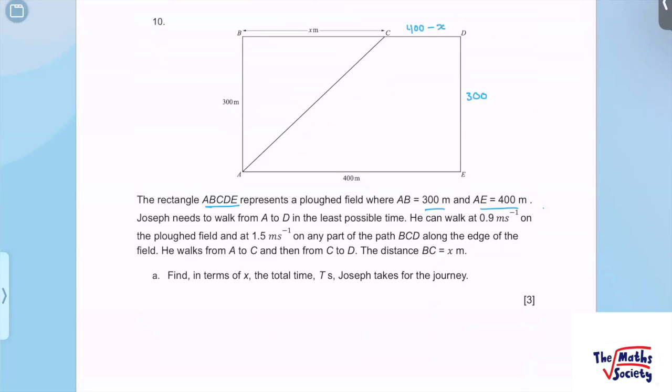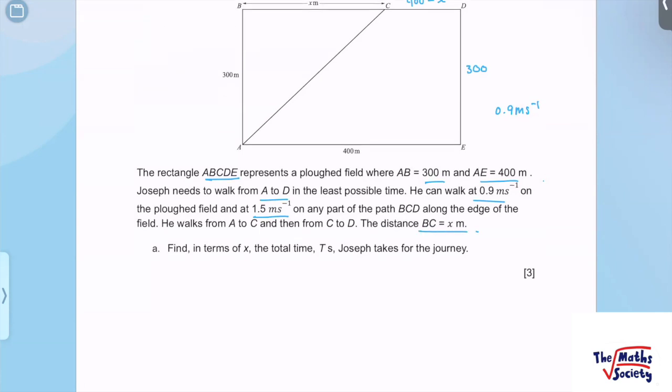And it says Joseph needs to walk from A to D in the least possible time. So he can walk at 0.9 meters per second on the plot field, and 1.5 on any part of the plot along the edge of the field. So he can walk at 1.5 meters per second. And for C to D, the distance is equal to x. So yeah, we know that it's x.